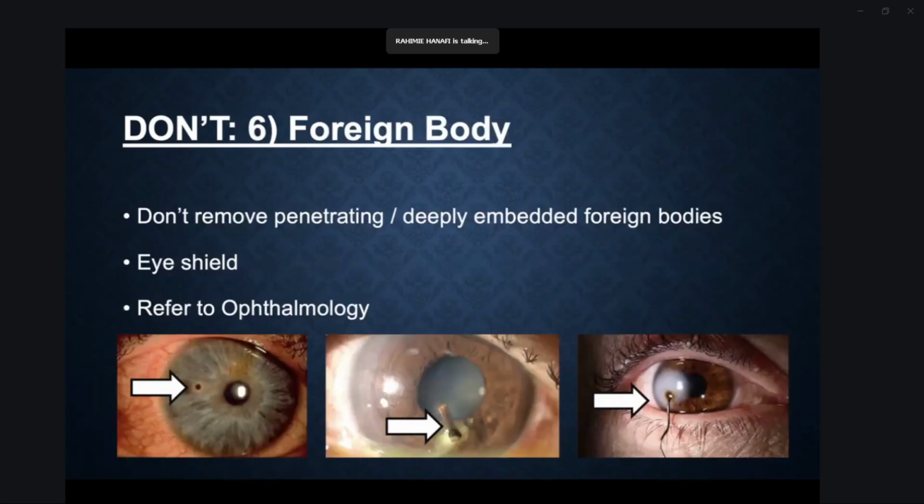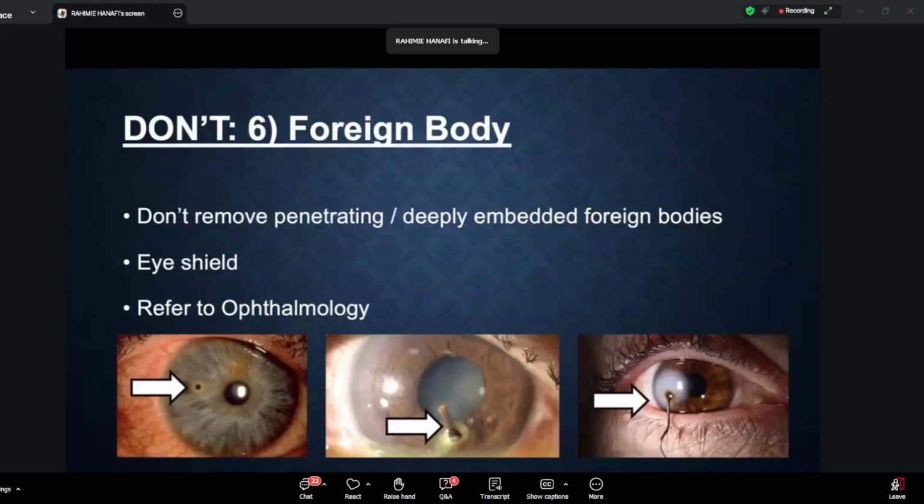Then next is the foreign body. Do not remove any penetrating or deeply embedded foreign bodies. Preferably, we need to remove it under the slit lamp because we need to know how deep the foreign body is embedded into the cornea. If it is very deep, we cannot remove it under the slit lamp. We need to remove it in the OT because we need to anticipate whether we need to do the TNS or not.